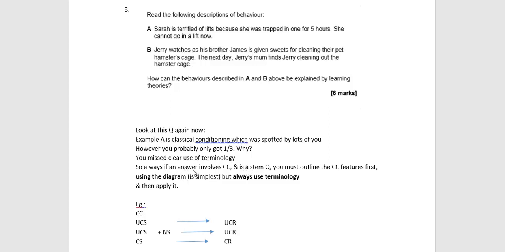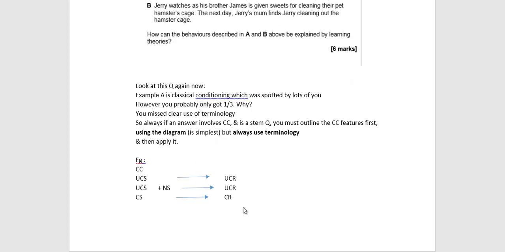So always, if it's an answer involving classical conditioning and it's a stem, as I say, outline classical conditioning features first. And the simplest way of getting your marks is probably by using the diagram, but you can't just rely on that. You must outline it using keywords. So we know that classical conditioning involves an unconditioned stimulus leading to an unconditioned response, and then we attach the neutral stimulus to get the unconditioned response, and finally, therefore, we get the conditioned stimulus, which stimulates the conditioned response. By then it's been conditioned.